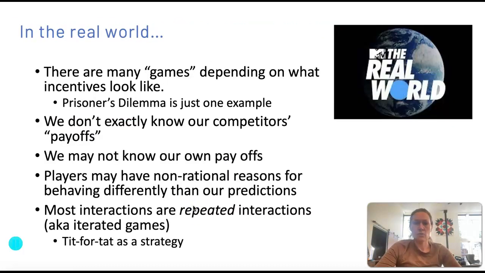So in the real world, there are many different games depending on what incentives look like. I've given you the example of prisoner's dilemma, but please do not make the mistake of now recognizing every single situation as a prisoner's dilemma, because it's not always clear that you are going to end up in a suboptimal social outcome or that you face the same payoffs as your competitor. There are lots of nuances to these games.